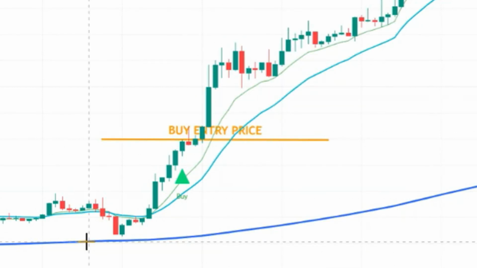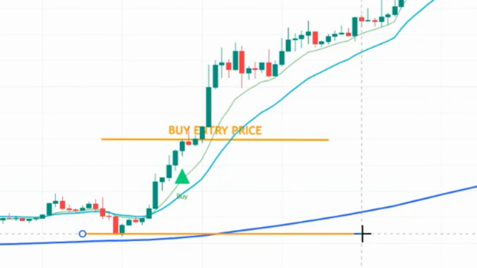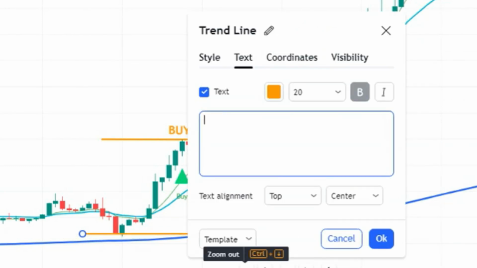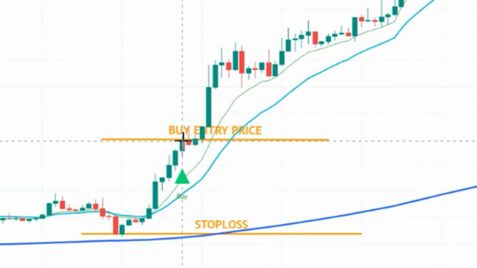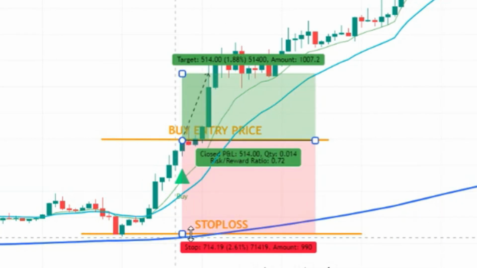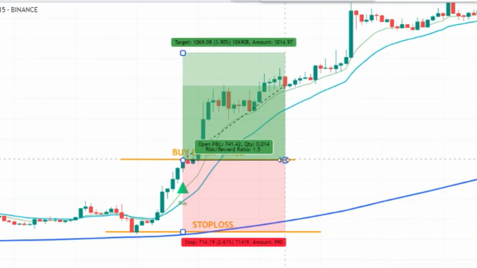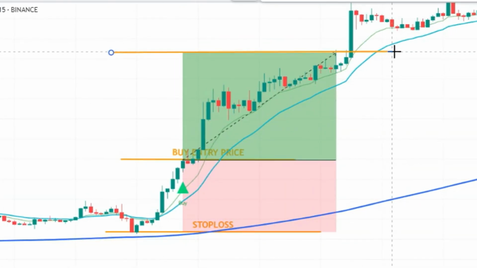At liftoff, we can use the recent swing low to set our initial stop loss. And you can aim for at least 1 to 1.5 to exit the trade.